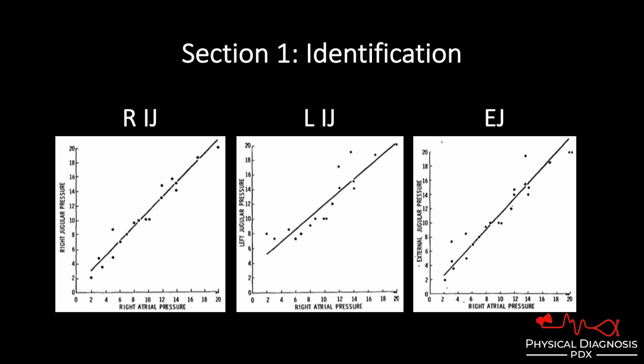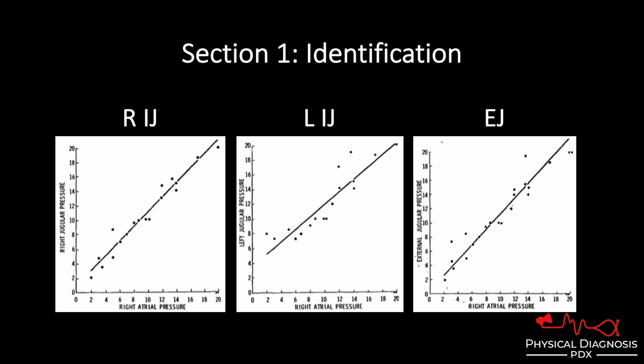This data is from a 1973 study that sought to determine whether the jugular veins were a reliable guide to right atrial pressure. The graphs show right atrial pressure plotted on the x-axis, and then from left to right, pressures within the right internal jugular vein, left internal jugular vein, and the external jugular veins are plotted on the y-axis. All measurements were obtained directly. You can see that for the most part, there is a linear relationship between the pressure within the right atrium and the pressures within the jugular veins.